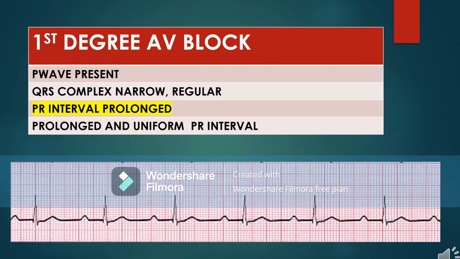First degree AV block. Here you can see P wave present, QRS complex is narrow and regular. PR interval is prolonged, that is a key feature. You can see the prolonged PR interval more than one big box, and it is prolonged everywhere. So the key feature is prolonged PR interval in first degree AV block.